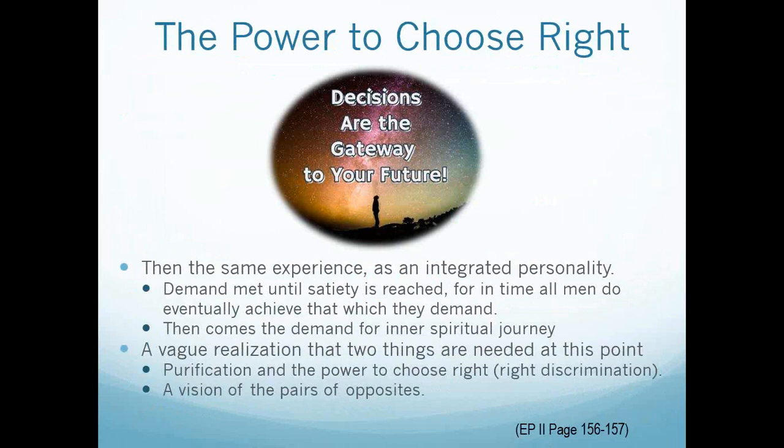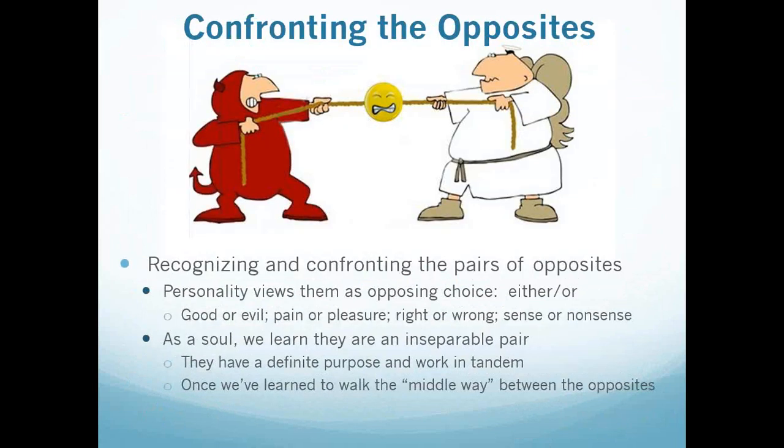And then dissatisfaction occurs yet again and again. Then comes the demand for the inner spiritual journey. We vaguely realize we need to learn right discrimination and purify our lower vehicles. And that's when the pairs of opposites confront us. Maybe this is the greatest duality found in the desire life. The first thing we have to do is recognize the pairs so we can begin to confront them.